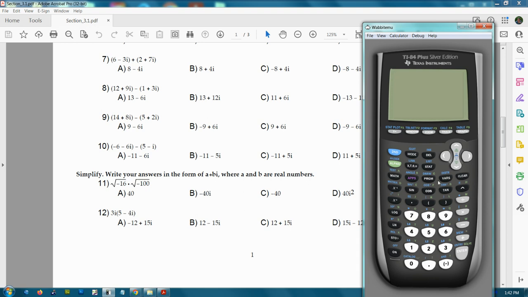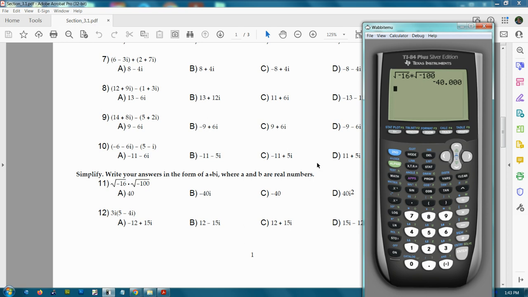So, number 11, get the square root, second function of a square key, square root of a negative 16, right arrow, times square root of a negative 100, second function, square key, and it's a negative 100. And just hitting enter, I've got a negative 40, and we see that negative 40 is letter C here. Number 11, letter C, negative 40.